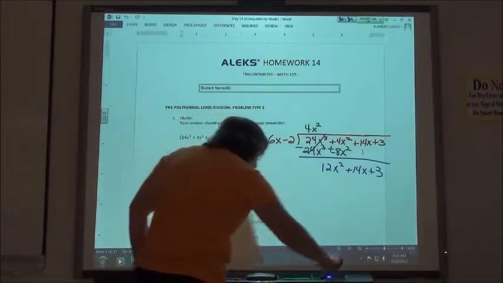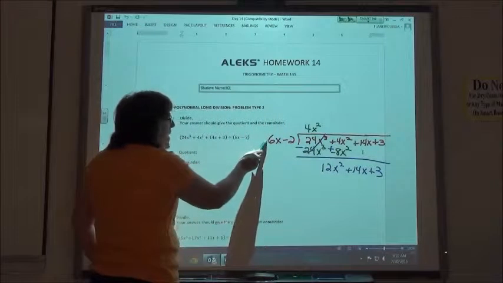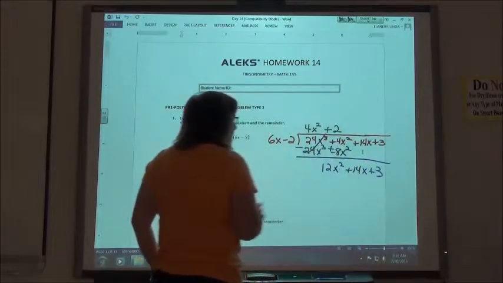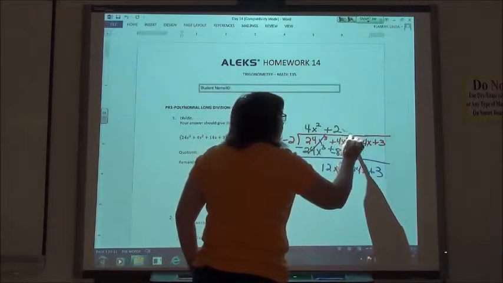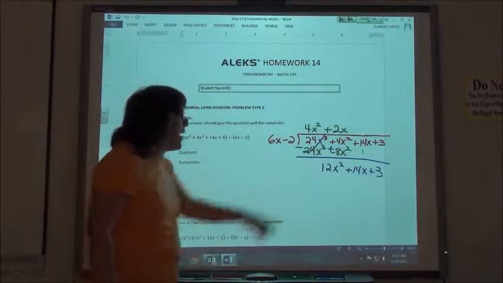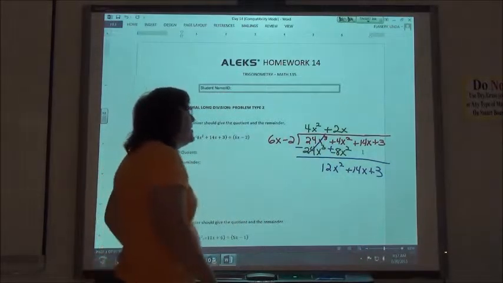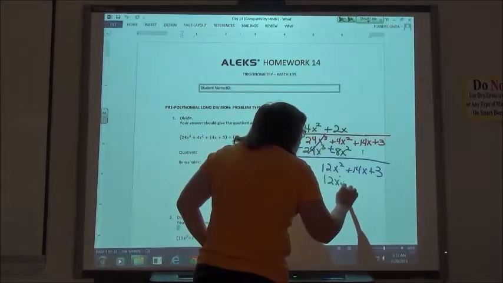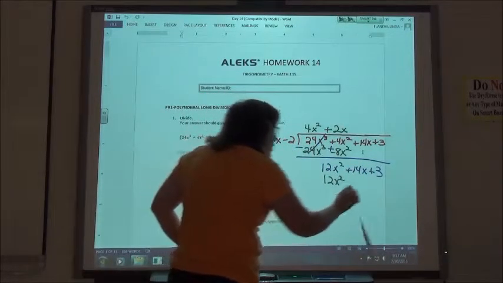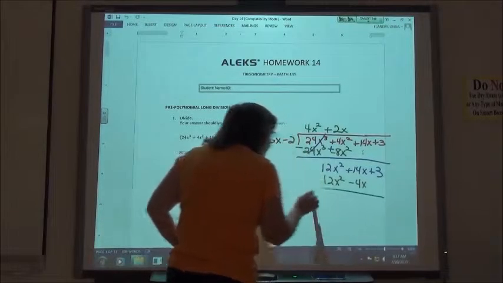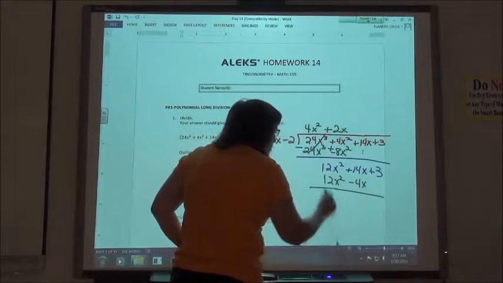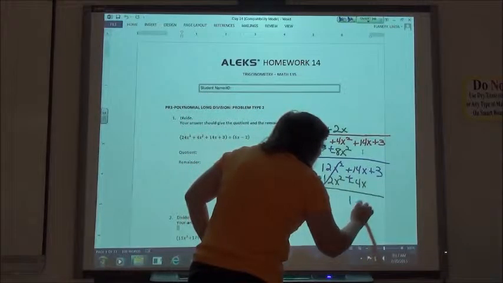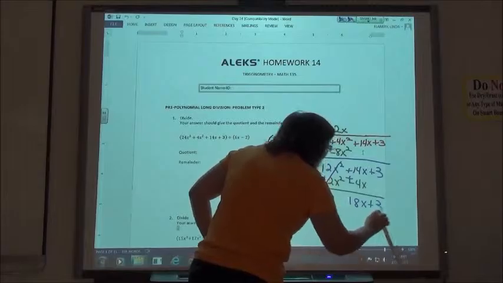Then basically I'm just going to repeat the process. What times 6x will give me 12x squared? I need to take 6 times 2 to get 12, and x times x to get x squared. I do need my sign in there. It's a positive 2. So 2x times 6x is 12x squared. 2x times negative 2 is a minus 4x. Then I have to subtract, so I change my signs. Cancels that out. That's going to give me 18x plus 3 that I'm going to bring down.